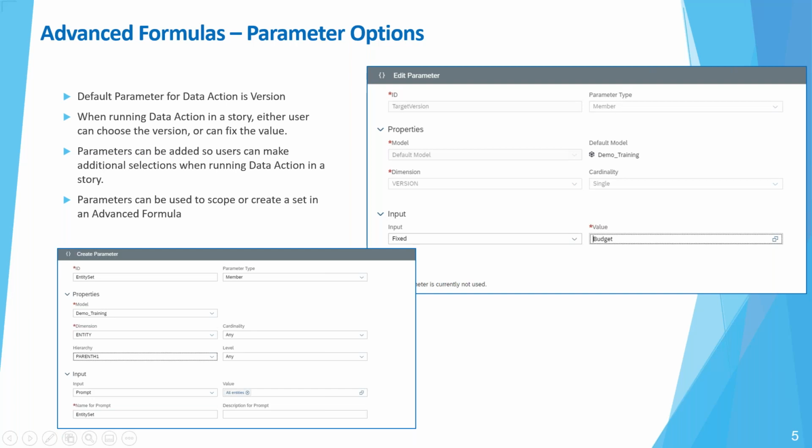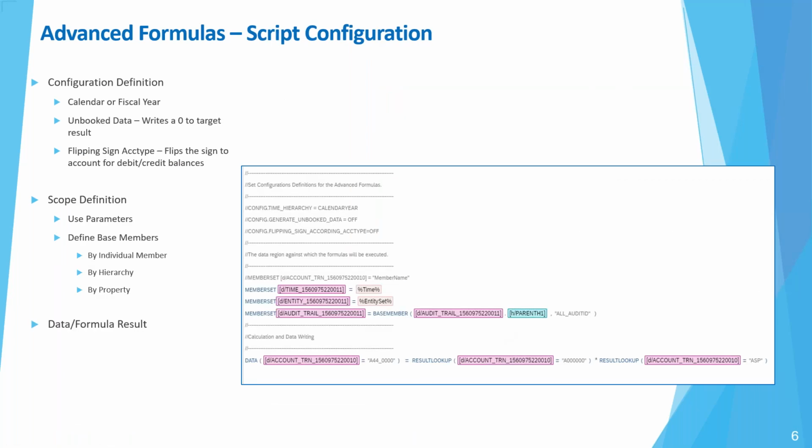And something like that, if we want it to always be fixed on budget, we could have a fixed parameter. Otherwise, we will have it prompt, and we'll show you how that kind of works, where we can go ahead and let the users choose.